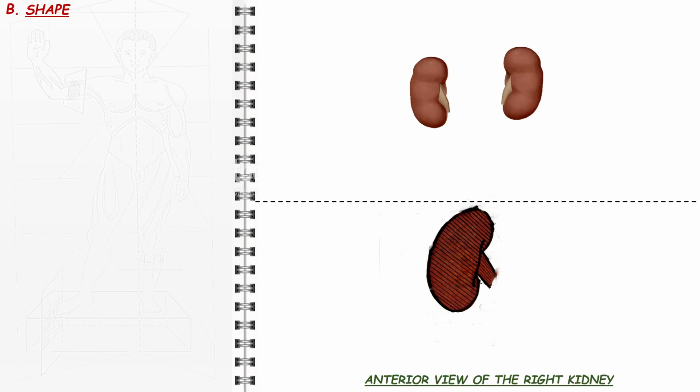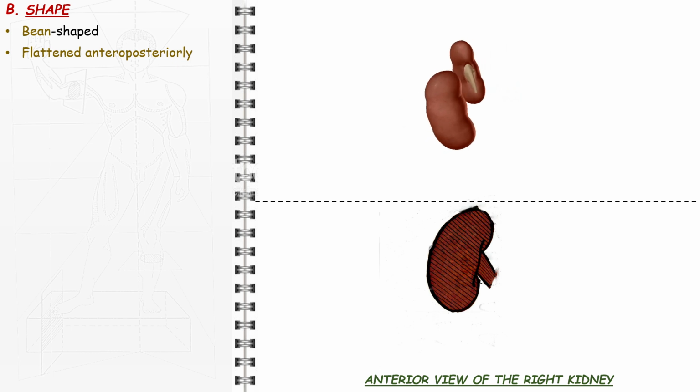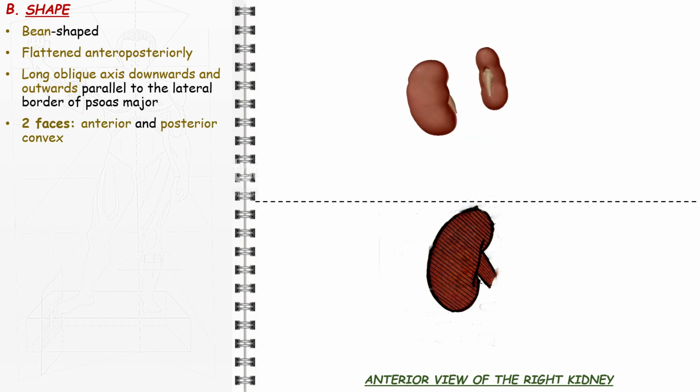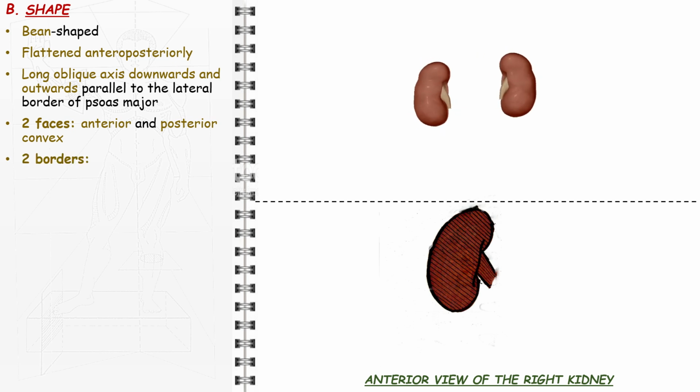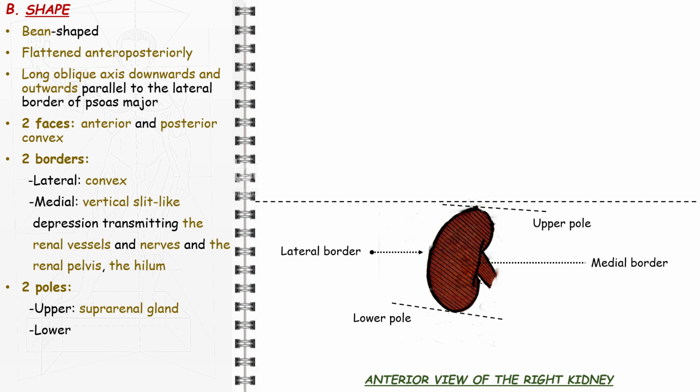The kidneys are shaped like a bean, flattened anteroposteriorly with a long oblique axis downwards and outwards parallel to the lateral border of psoas major. They have two faces, anterior and posterior convex, two borders, lateral convex, medial with a vertical slit-like depression, the hilum, transmitting the renal vessels and nerves, and the renal pelvis, and two poles, upper, related to the suprarenal gland, and lower. The kidney possesses a capsule which gives the fresh reddish-brown organ a glistening appearance.